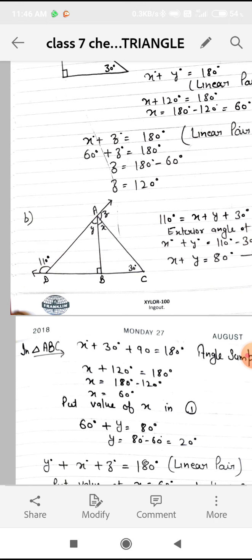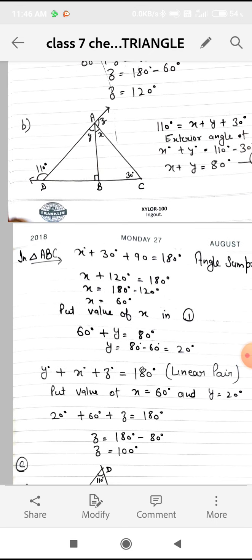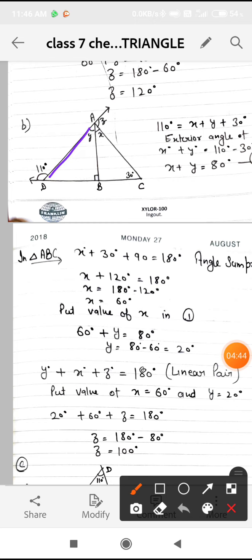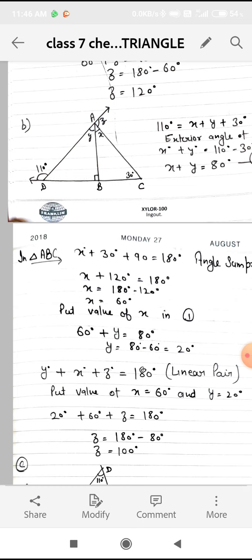Here is the y given. Then you can see this is a straight line, and here x plus y plus z is equal to 180, linear pair. So put in the values of x and y that you have already calculated. When I put in the values, for z we are getting 100 degrees. So I hope it is clear now.